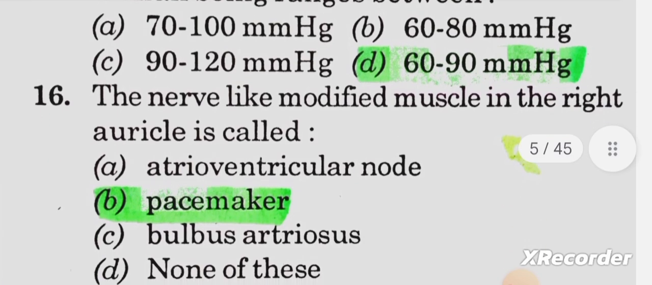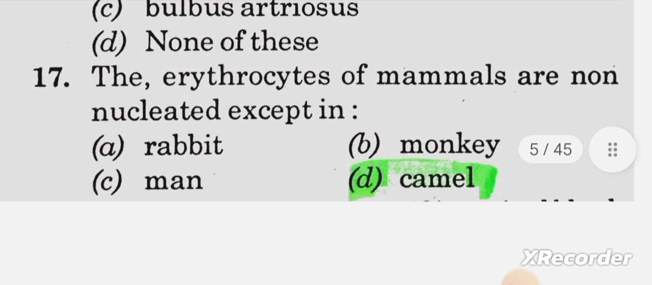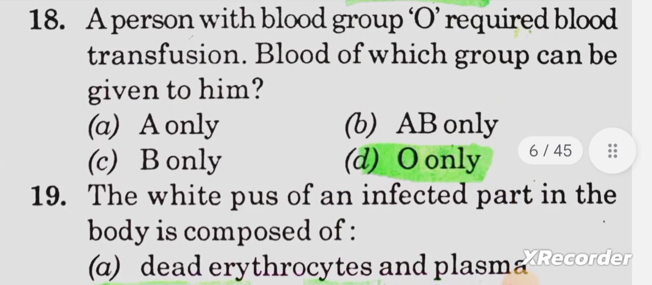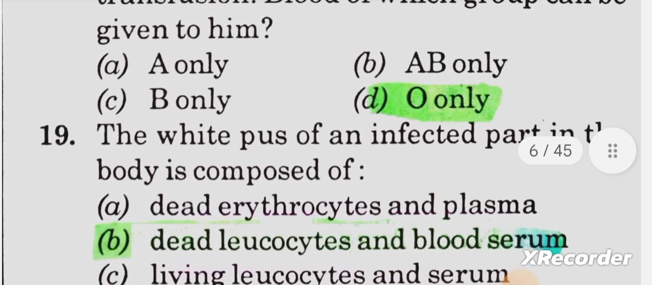mmHg. 16. The nerve-like modified muscle in the right auricle is answer B, pacemaker. Next 17. The erythrocytes of mammals are non-nucleated except in answer D, camel. Next 18. A person with blood group O requires blood transfusion. Blood of which group can be given to him? Answer D, O only. Next 19.